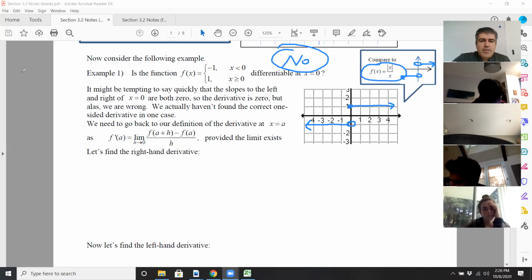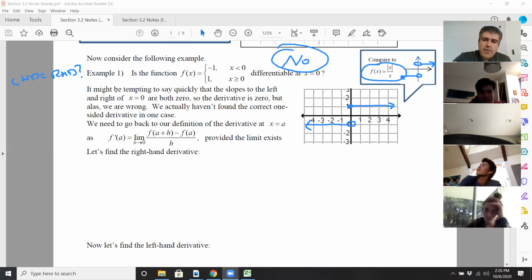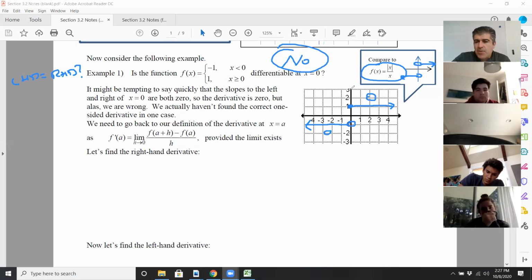The way to prove it is, will the LHD equal the RHD? That's what we have to prove. Now, before we do that, some people might think, oh, well, the slope to the left of x equals 0 is 0. The slope to the right of x equals 0 is 0. So I guess they would be the same derivatives, and it is differentiable. But that's not truly finding the left and right-hand derivative at x equals 0. All you're telling me is that to the right the slope is 0, to the left the slope is 0. But we actually have to go through this process by brute force to prove that there are actually different left and right-hand derivatives.